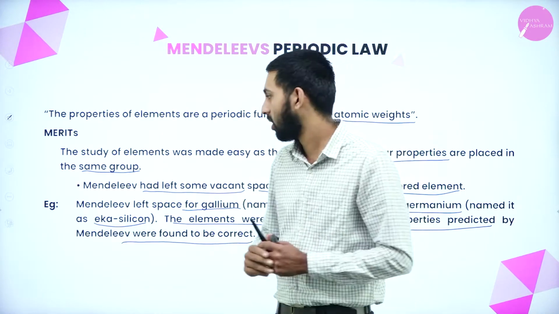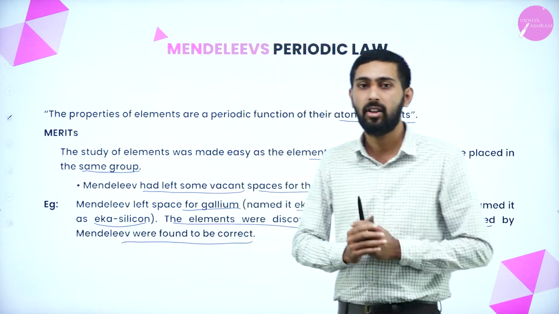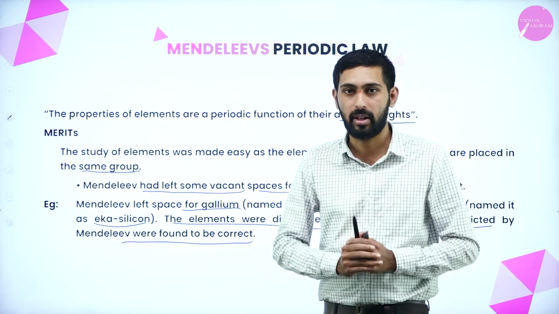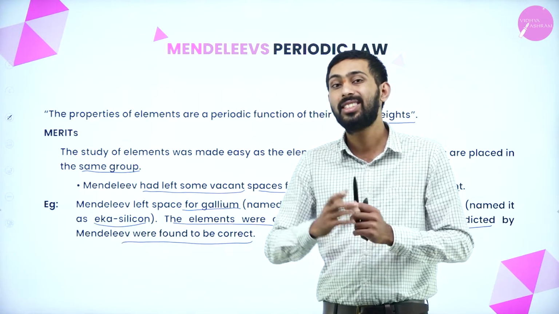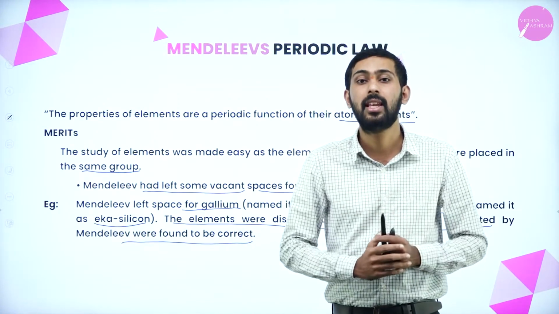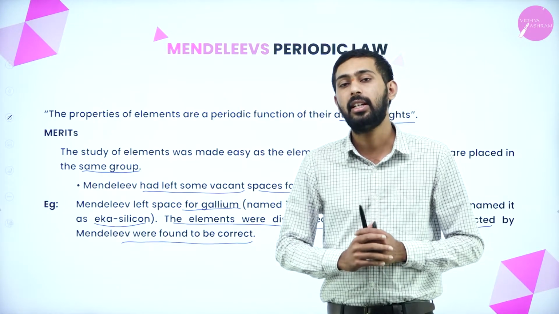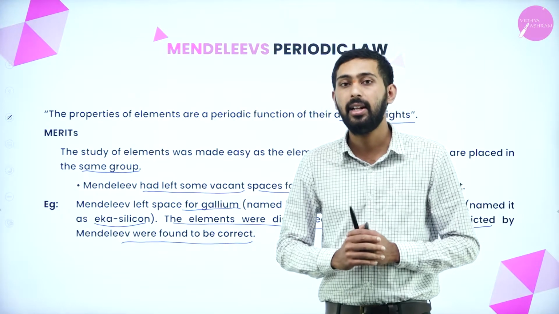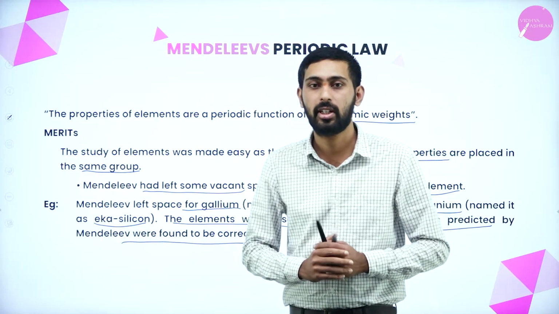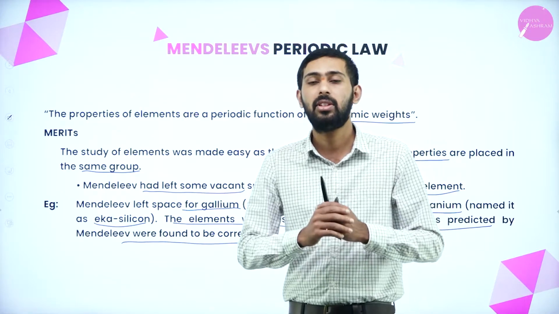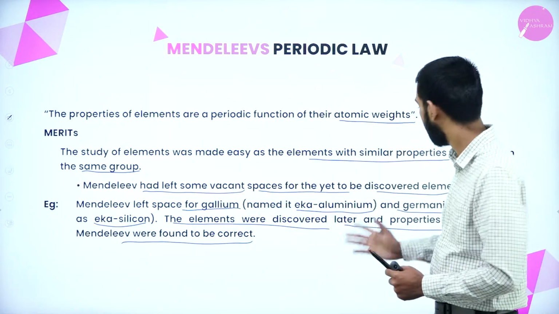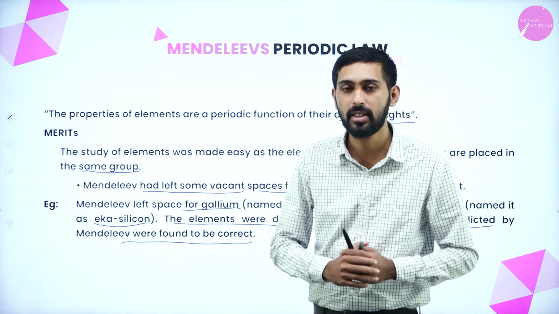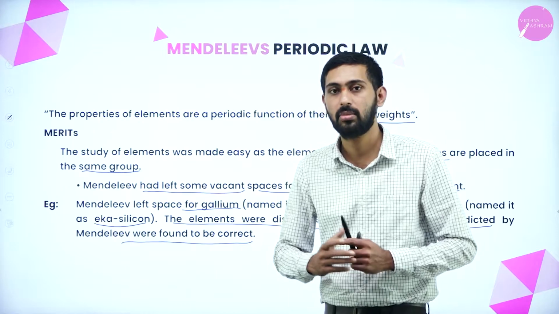Okay, what were the merits of Mendeleev's periodic law? The elements were arranged in increasing order according to their atomic weight, but elements which show the same properties are kept in the same group. That made it very easy for us to study the properties of elements. And he left some spaces in the periodic table for the discovery of elements: first gallium, second germanium. They were discovered later and showed the properties he predicted.